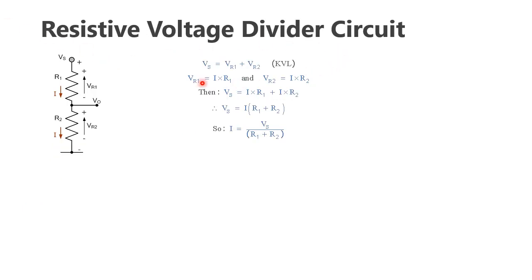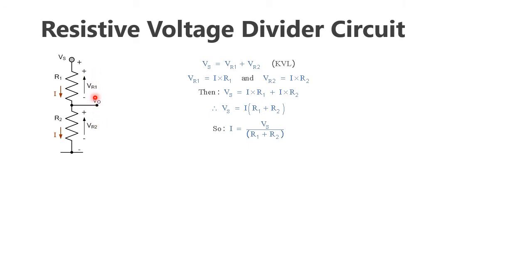Resistive voltage divider circuit. So here is our circuit. For this circuit, we need to find VR1 and VR2, because here we know the total voltage, which means the supply voltage is Vs. From this supply voltage we can take two or more voltage levels as our requirement. Here there are two resistors connected in series form. Therefore we can take two different voltage levels from this circuit. Those voltage levels are VR1 and VR2.